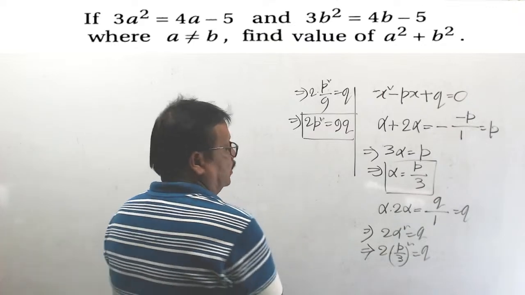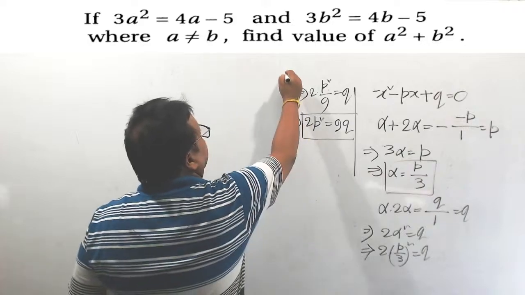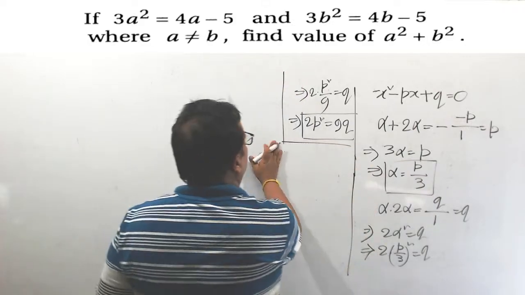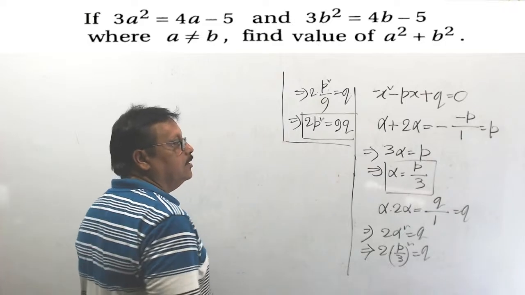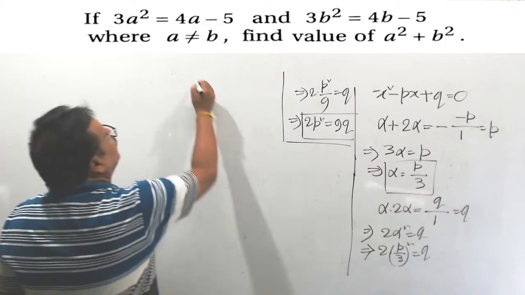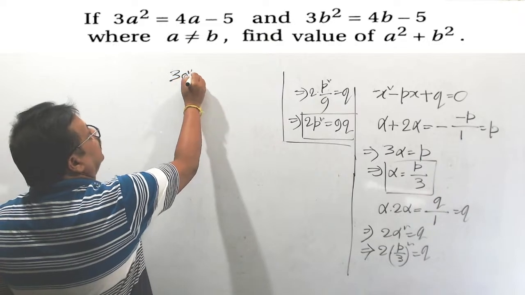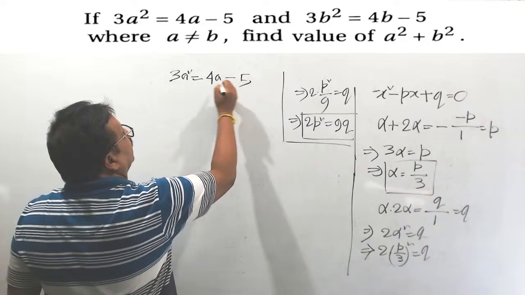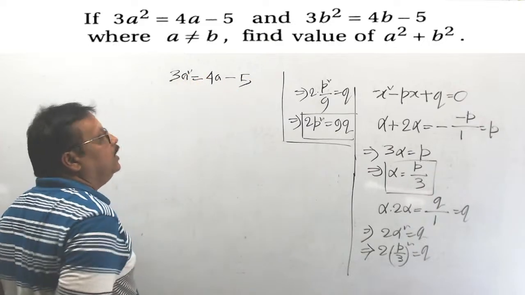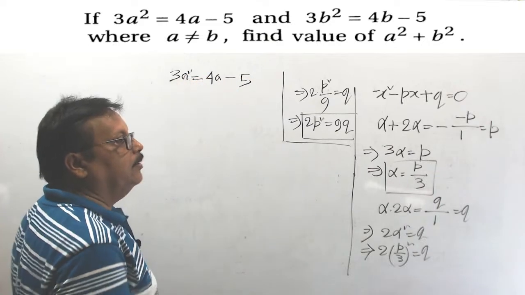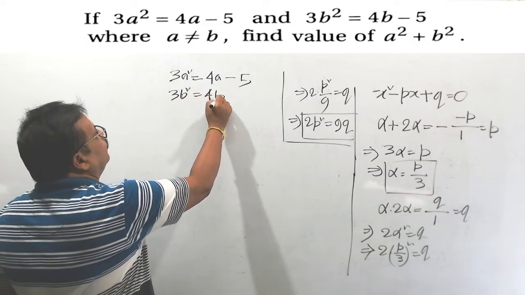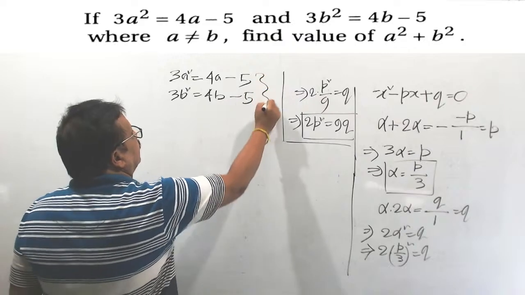See, I'm doing it here on the left side. What is the equation given? The equation given is 3a square equal to 4a minus 5, and 3b square is equal to 4b minus 5.